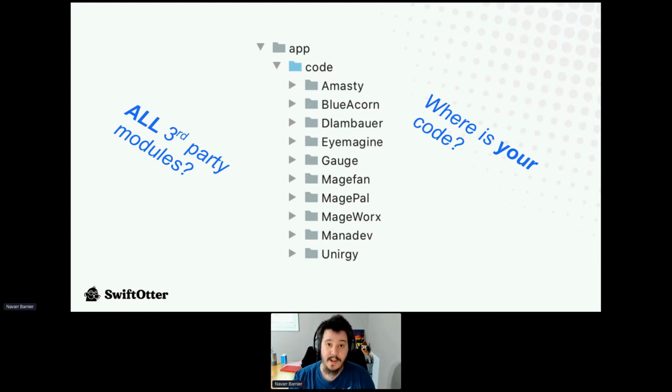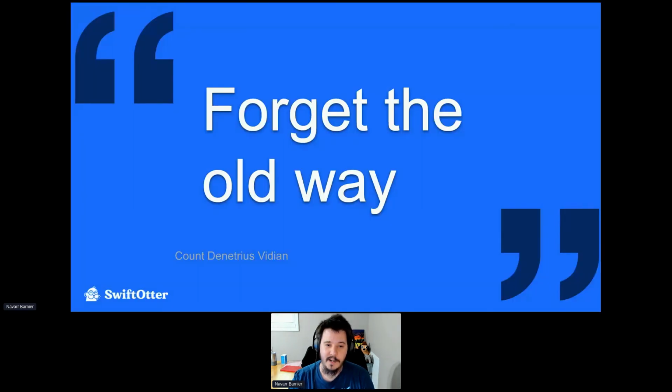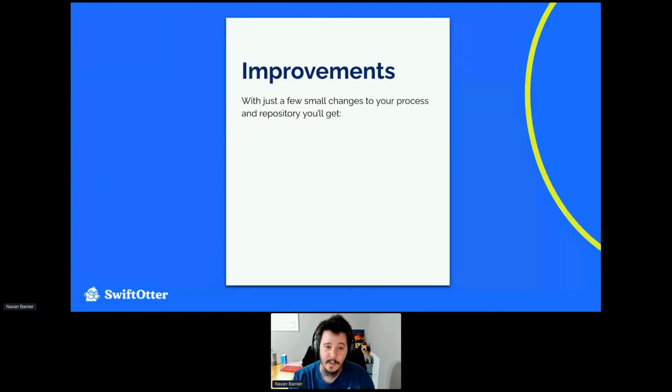So what I'm going to have to ask you to do is to forget the old way. An alternative title for this section could be called App Code Considered Harmful. We're not in Magento 1 anymore, and we should stop acting like it. So move to Composer. And what will that get you? Well, it'll get you a few improvements when you use it for your first and third-party modules.